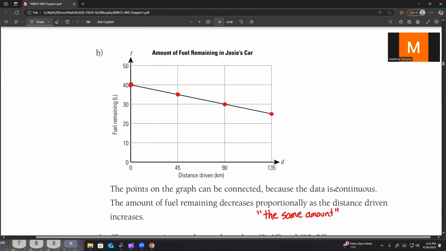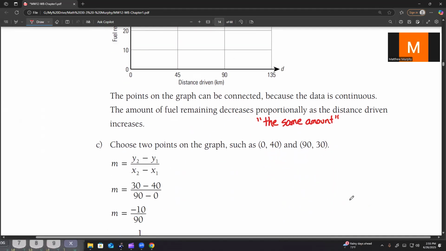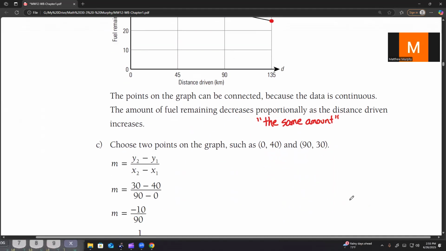Okay, so now we go graph those points. So at 0 kilometers driven, there's 40. 45 kilometers, 35. 90 kilometers, 30. 135, 25. Okay, the points on the graph can be connected because the data is continuous.